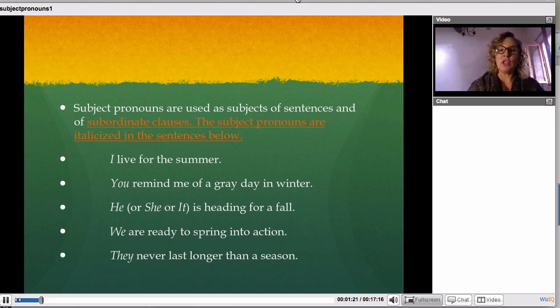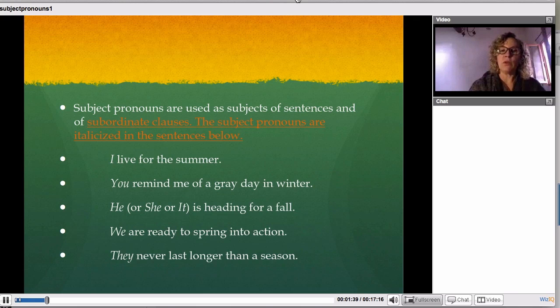The next one is, "You remind me of a gray day in winter." So the subject of the sentence is you, and that's the subject pronoun. "He or she or it is heading for a fall." So the subject of the sentence is he or she or it.